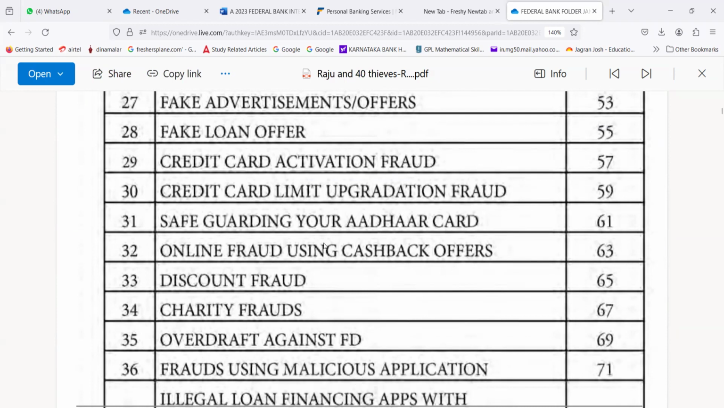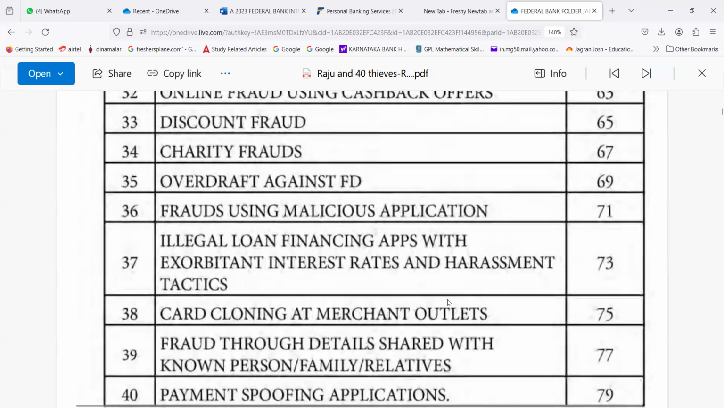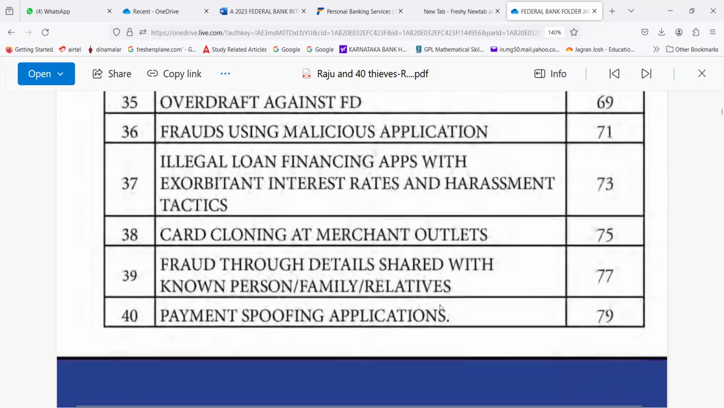31, safeguarding your Aadhaar card. 32, online fraud using cashback offers. 33, discount fraud. 34, charity frauds. 35, overdraft against FD. 36, frauds using malicious application. 37, illegal loan financing apps with exorbitant interest rates and harassment tactics.